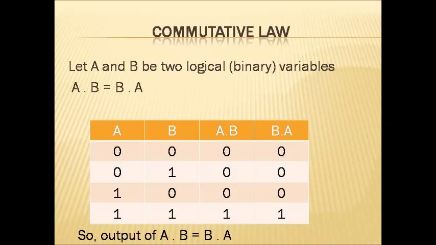We continue with the commutative law. First we have seen that a plus b is equal to b plus a. Now it is another one, A dot B is equal to B dot A. The same we can prove using the truth table method. So commutative law is having two parts, that is A plus B is equal to B plus A, and A dot B is equal to B dot A. Please see the truth table. Here you can see that the values of A dot B and values of B dot A are same. So we can say A dot B is equal to B dot A.